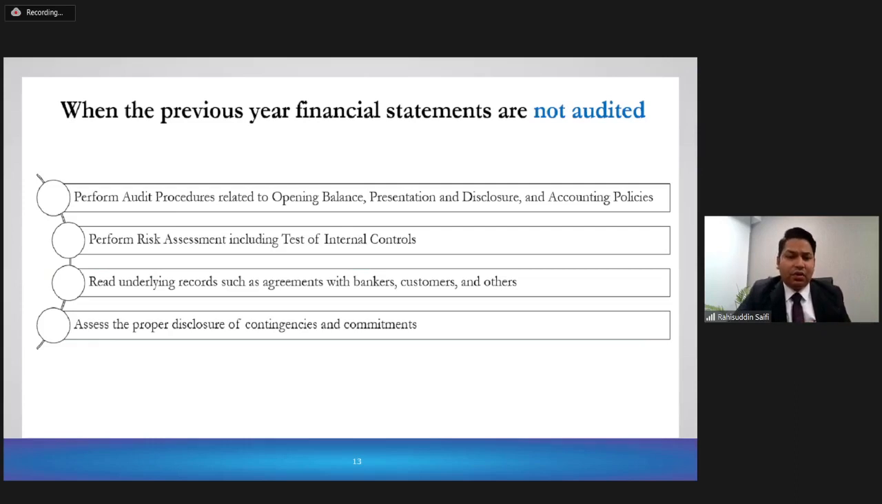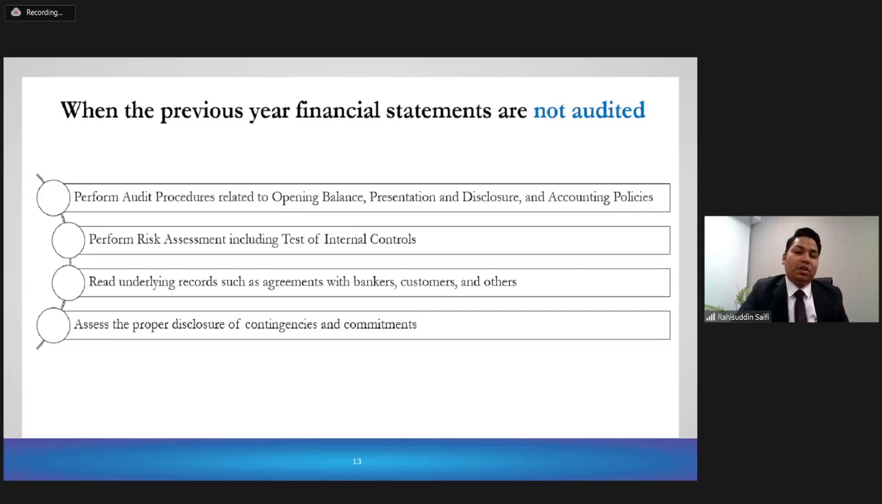So obviously we have to do more work and see what kind of procedure we need to do. Here I have jotted down some points. We have to perform audit procedures related to opening balances, as mentioned earlier, and see whether the presentation and disclosure given in the financial statements are adequate or not, and the accounting policies consistency, whether the unaudited numbers are based on the accounting policies consistently followed in the previous year, right? And obviously, since the numbers are not audited, we need to consider this fact in the risk assessment and perform control testing, how management is controlling the financial reporting. So that factor needs to be considered.